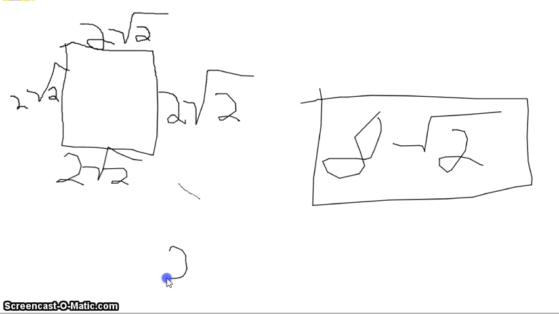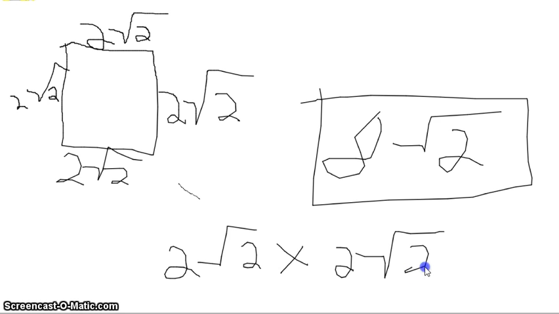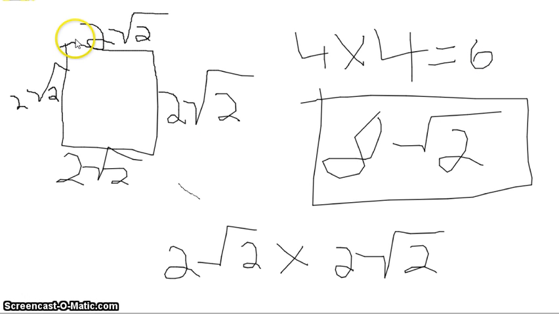But for the area, we'd take one of these and square it. So we'd get 2 radical 2 times 2 radical 2. Multiplying the radical by the radical makes it go away. So you have 4 times 4, which is 16. And that is how you do the square stuff.